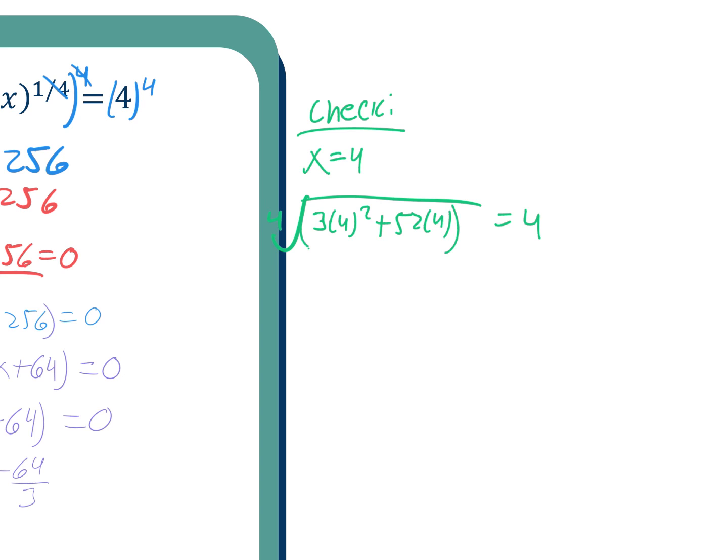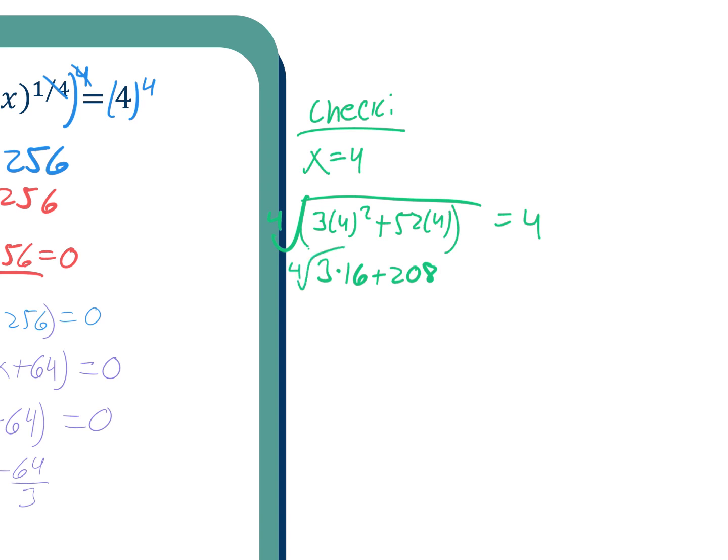We kind of just did something like this. We just raised 4 to the 4th power and we got 256, right? So we're looking for if the expression underneath the radical is equal to 256. And then 4 to the 2nd power is going to be 16, so we get 3 times 16 plus 52 times 4, which should get you 208.